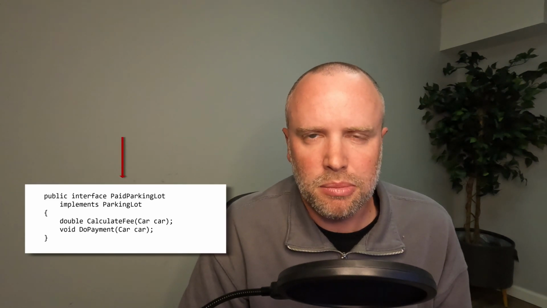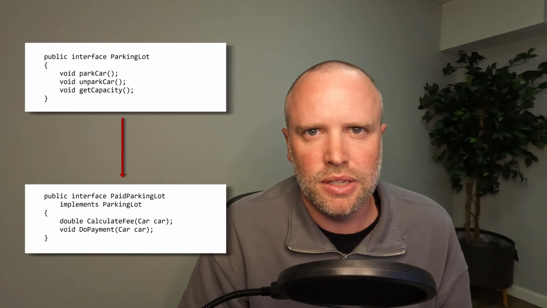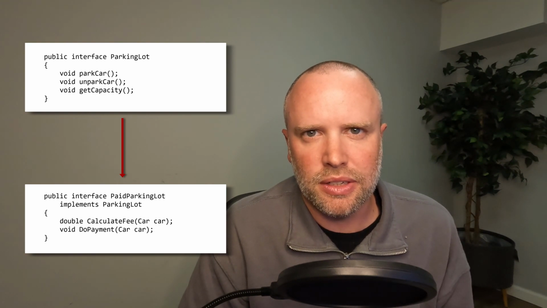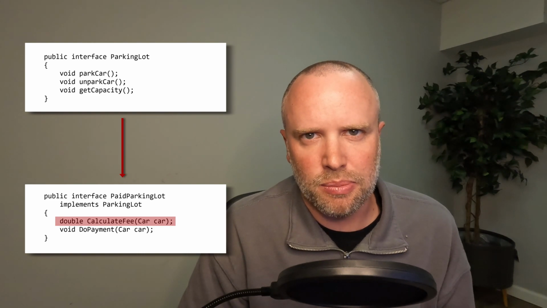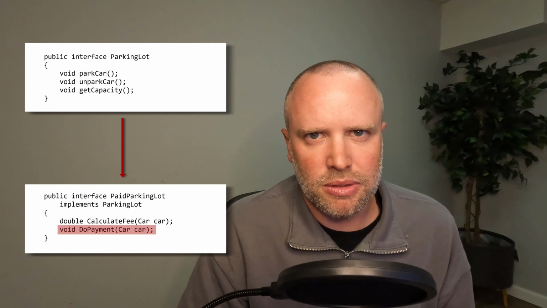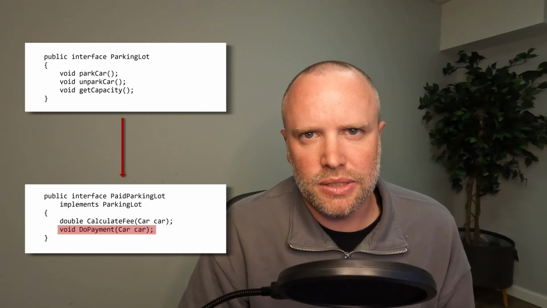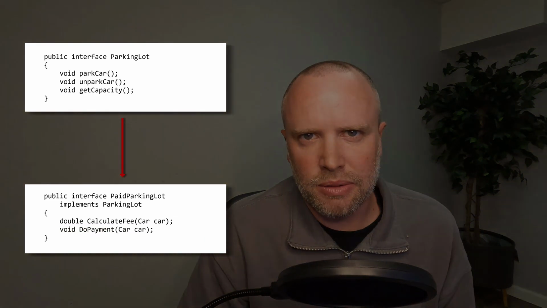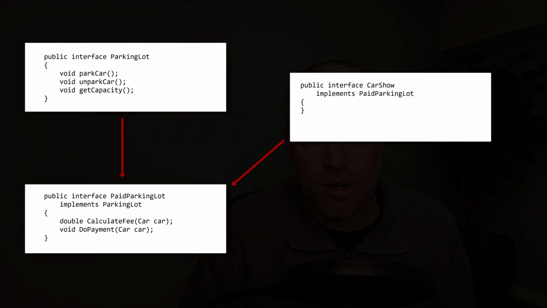The paid parking lot explicit interface inherits from the parking lot explicit interface. Now remember, the paid parking lot interface had the ability to calculate the cost for the car to park in the parking lot, and it also had the ability to process the payment for the car to park in the parking lot. What happens though if there's a show for cars that doesn't require a parking lot?